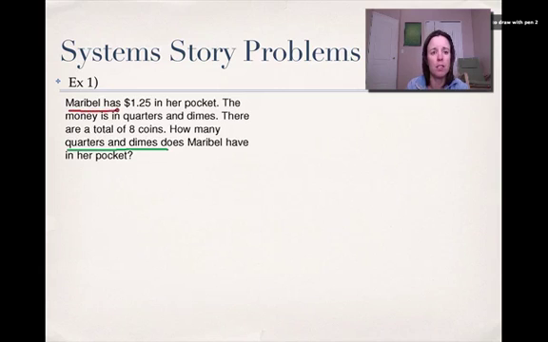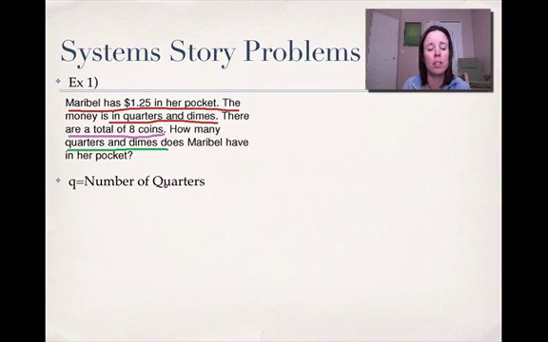We've got this information set up for 2 equations right here. The first set of information is that Mary Bell has $1.25, made up of quarters and dimes, so we're going to use that to write one equation. The second sentence tells us that there's a total of 8 coins. That's the easiest equation for us to write.